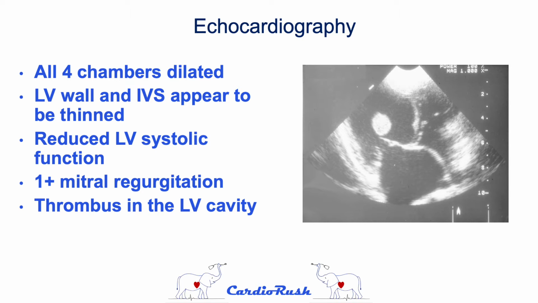On echo, all 4 chambers were dilated. The left ventricular wall and interventricular septum appeared to be thin relative to the size of the left ventricular cavity. There was reduced left ventricular systolic function, 1+ mitral regurgitation that was directed centrally, and a thrombus was noted in the left ventricular cavity.